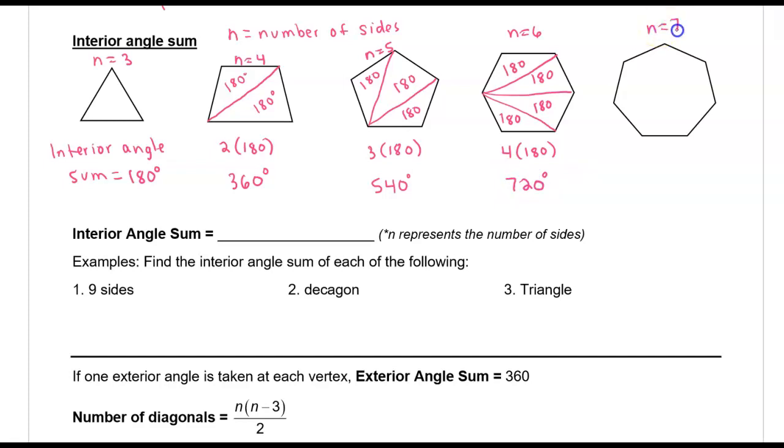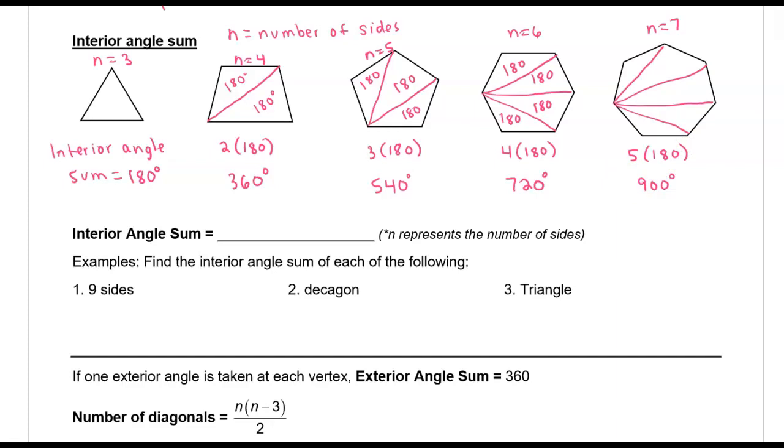The last one we have is a 7-sided figure, which we call a heptagon. And if you draw in diagonals for the heptagon, you will see 5 triangles. So set up 5 times 180 and you will get 900 degrees.